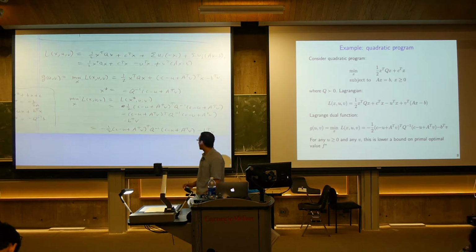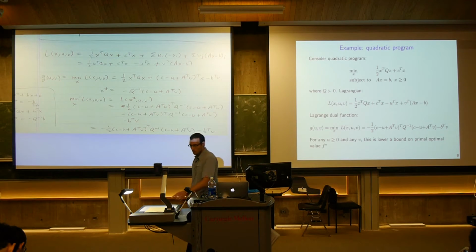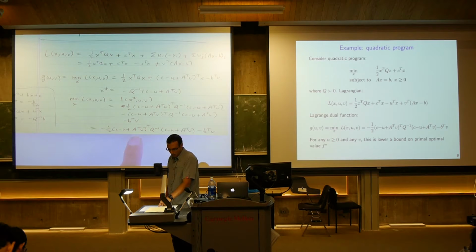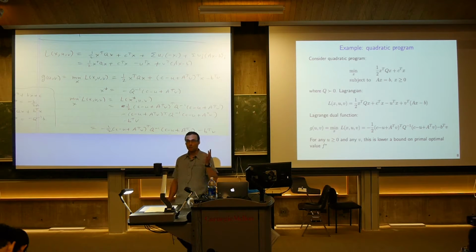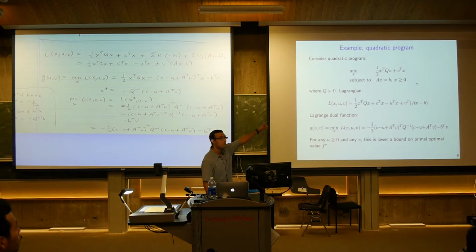So that is explicitly the Lagrange dual function. It's a function of u and v, and we think about it as having a domain which restricts u to be non-negative, and v can be anything. So if you give me any u that's non-negative in each component and any v, this thing lower bounds the optimal value of this quadratic program.